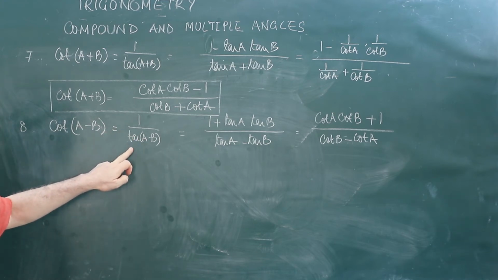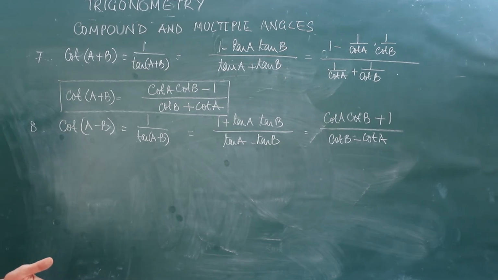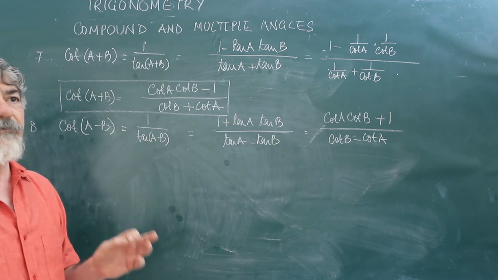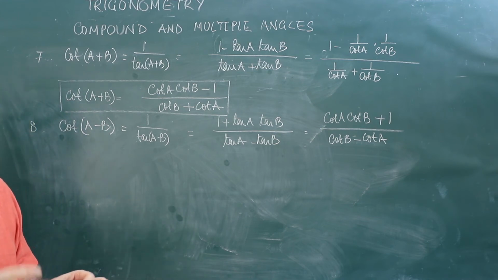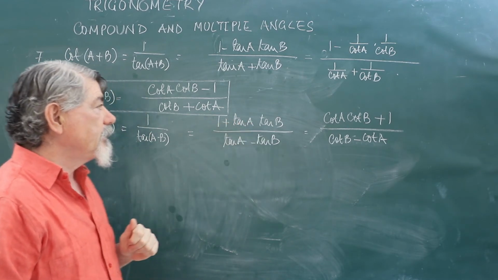It is 1 upon tan(a minus b). So again, the reciprocal of tan(a minus b). tan(a minus b) was (tan a minus tan b) upon (1 plus tan a tan b). When I find the reciprocal, I'll get (1 plus tan a tan b) upon (tan a minus tan b).